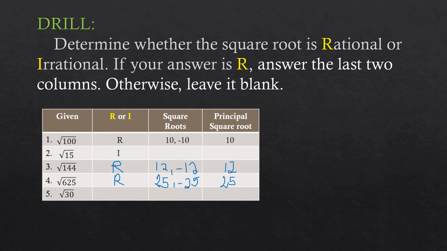How about the last one? Square root of 30. Is 30 a perfect square? No. So we have to write I. And we don't have an answer for the last two columns. Did you get it right?